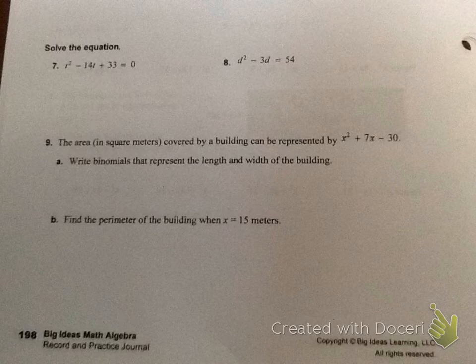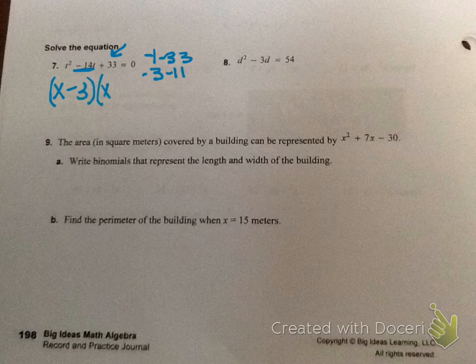So we're looking for what multiplies to positive 33 and adds to negative 14. That means I have to have a negative times a negative to get a positive, so I can get negatives here. So 1 and 33, 3 and 11, and they're all going to be negatives. So we get negative 3, negative 11. In this case, x minus 3, x minus 11 equals 0. So I want to know when each of these things equals 0.